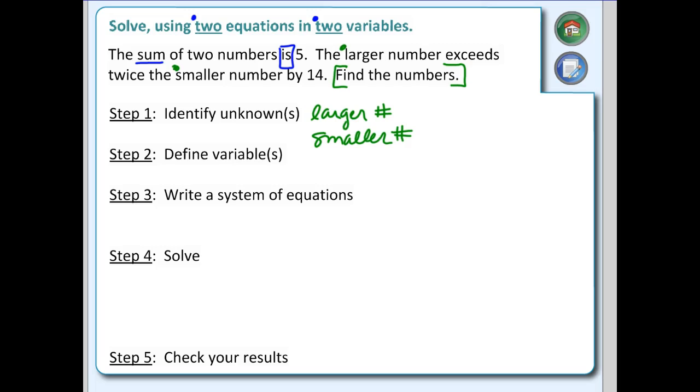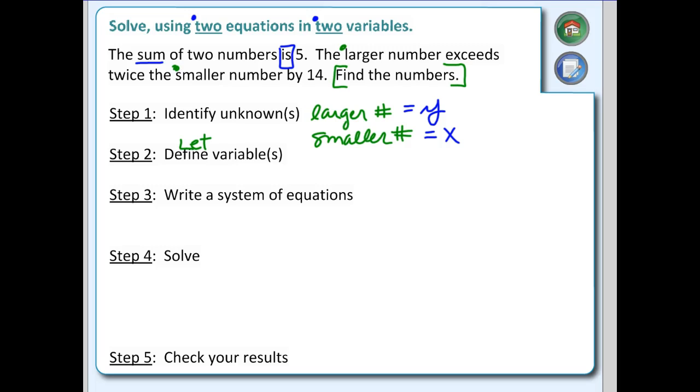So, once again, now that I've decided that I need a larger number and a smaller number, we've got to use our let statements. Remember, our let statements define our variables. So let's go here. I'm going to make the smaller number be x, and I'm going to let the larger number be y. Kind of did that a little backwards, but it works.